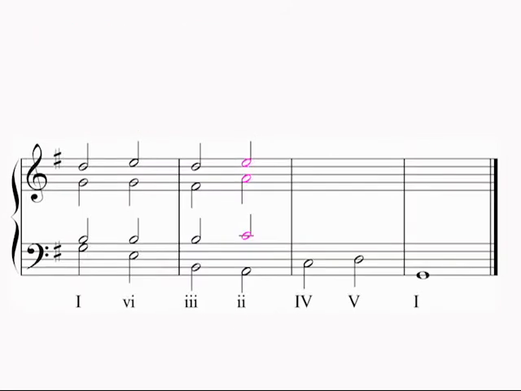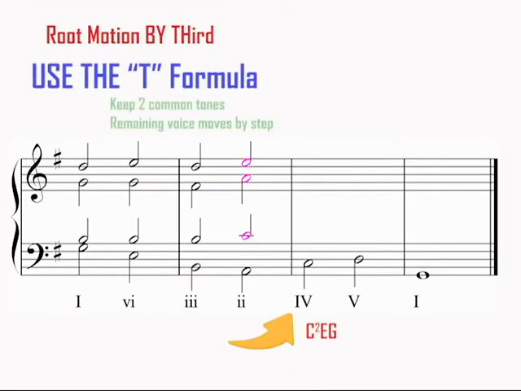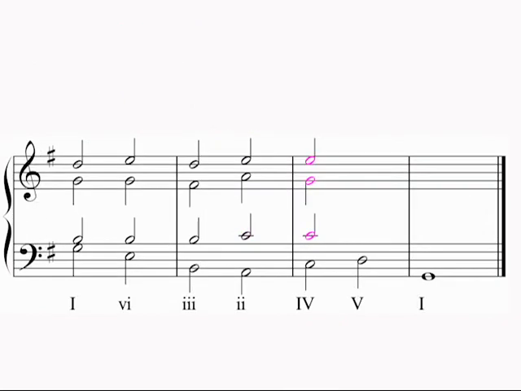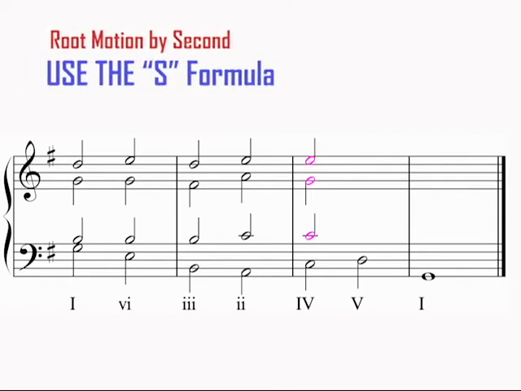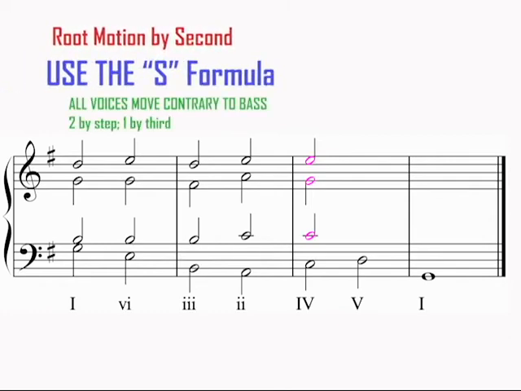The next example is a 2 chord going to the 4 chord. This is root motion by third, and again, we're going to use the T formula that says to keep two common tones, and the remaining voice moves by step. Moving on, we have a 4 chord going to the 5 chord, subdominant to dominant, and that's root motion by second. Remember to use the S formula, contrary motion to the bass, two by step, one by third. And again, it's easiest to find the one that moves by third first.